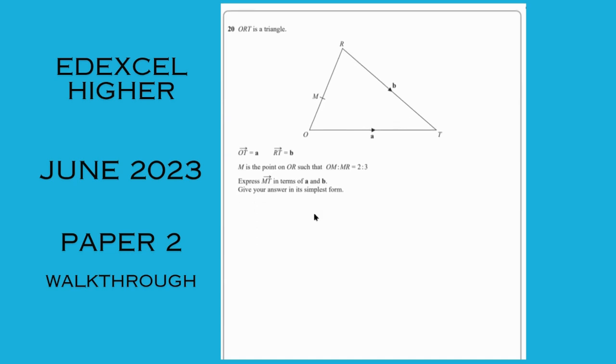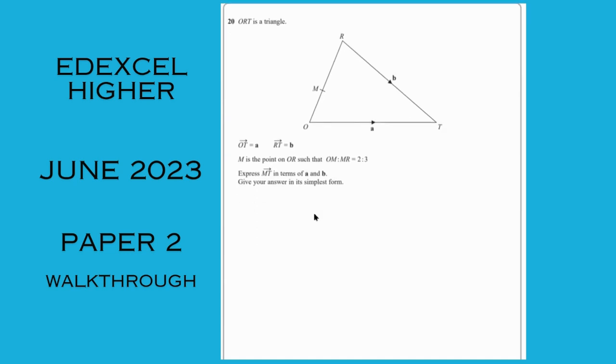Number 20 for some vectors. As always with vectors, one bit at a time, add information to your diagram as it goes. O to T is A, that's already on there. R to T, so's that. M is the point, so that O to M is 2, and that is 3. So they are added together, 2/5, 3/5.